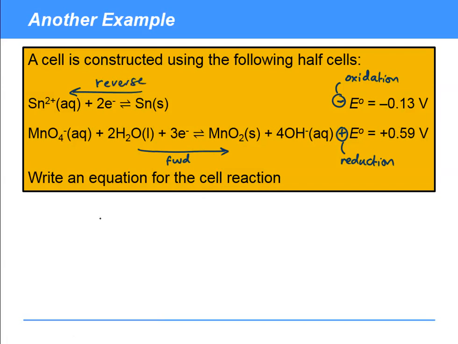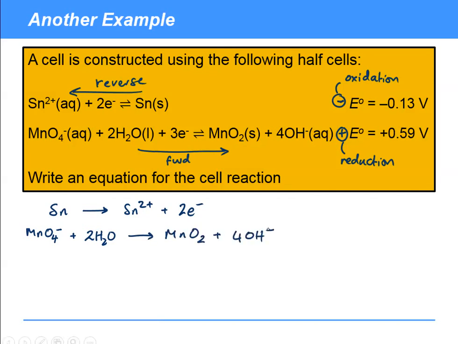So if we write those out, then we're going to see Sn, I'll just leave out the state symbols for clarity, is going to become Sn2+ plus 2 electrons, and in this case the manganate is going to react to form manganese dioxide and some hydroxide ions. And at the moment this one was requiring 3 electrons.